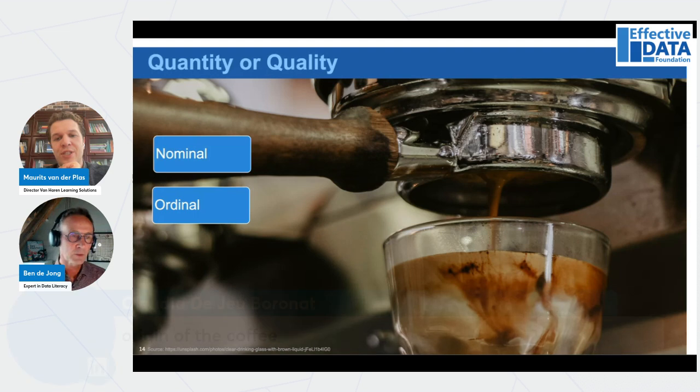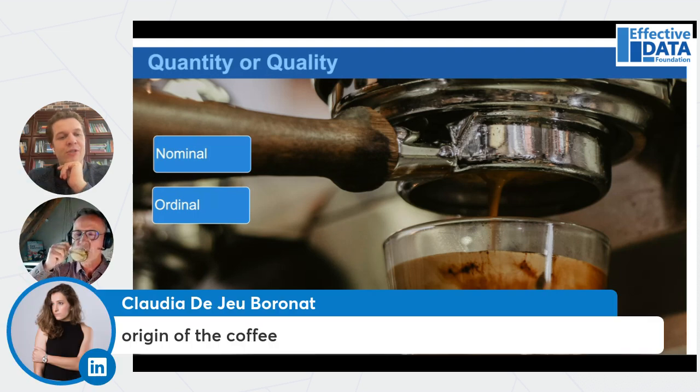Here we got a suggestion from Claudia: origin of the coffee, for example. No, origin is the nominal because that says something about the country where it comes from, for instance Kenya or Colombia. That is something about the nominal. So that is the descriptive one, the nominal one.